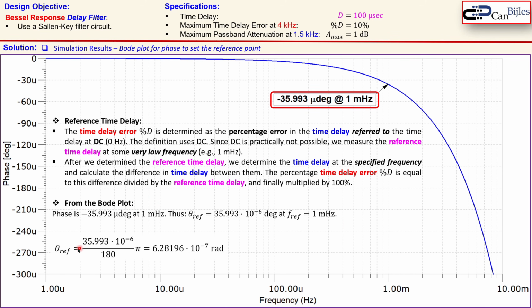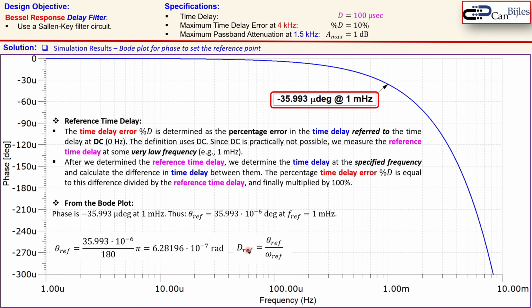So we need to first convert this degrees into radians. That's actually what I do here. This is the measurement we get from simulation. We divide it by 180 and then times pi, that is the conversion from degrees to radians, that's the formula, and now you get here the radians, which is then 6.28196 times 10 to the power minus 7 radians.